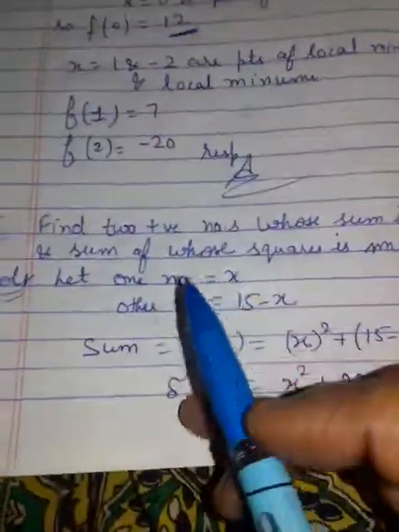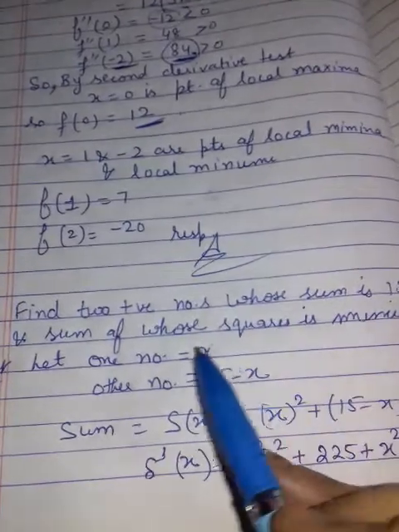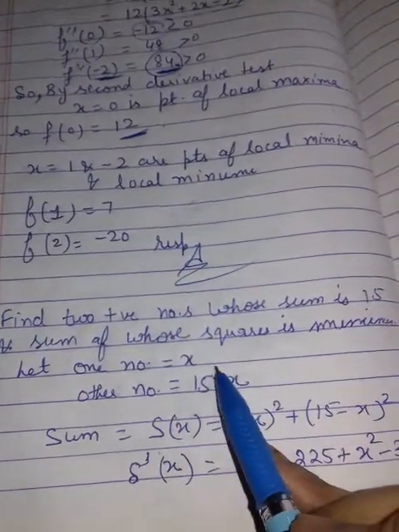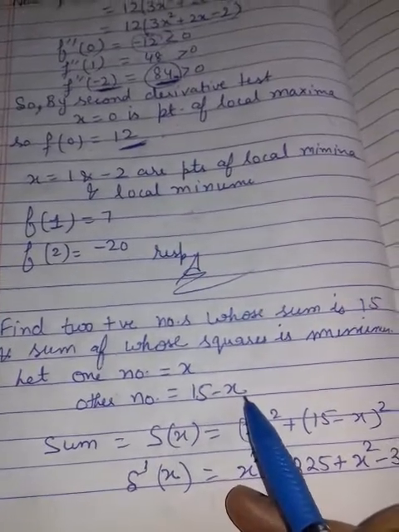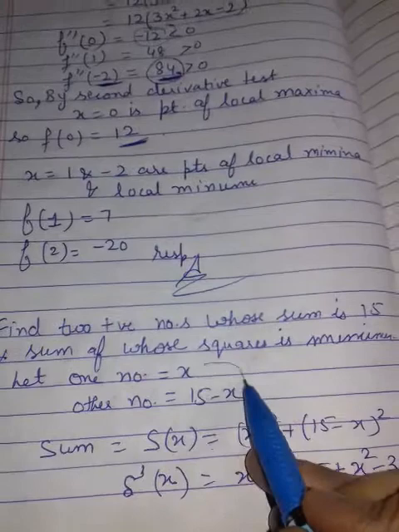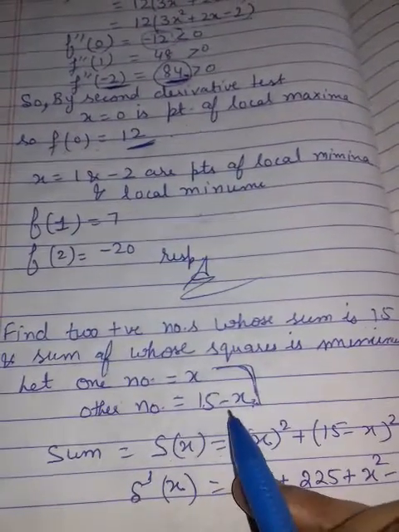Next question we are seeing: find two positive numbers whose sum is 15 and the sum of whose squares is minimum. Let one number be x, the other number we can take as 15 minus x. Now the sum is given as 15, so whenever you add them you will get 15, because the x terms cancel.